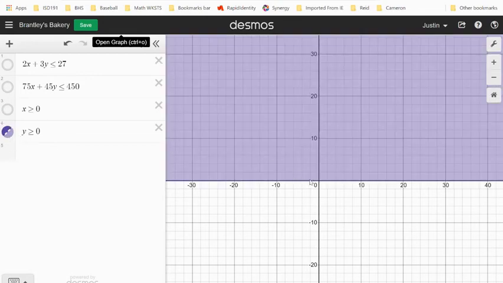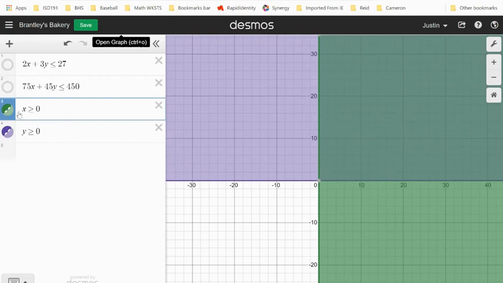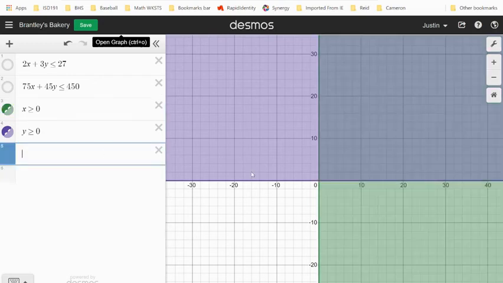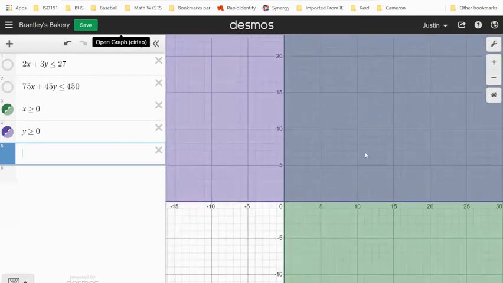We also know that Y has to be non-negative, so it could be 0 cakes, 1 cake, 2 cakes, 3 cakes, 4 cakes, 5 cakes, any ordered pair above where the Y value is 0. If I look at the solution set for just these two inequalities, they overlap in this upper right-hand quadrant, basically the first quadrant, where my X and Y values are non-negative numbers. So it's not over here in the purple area, it's not down here in the green area. My only solutions can be up here in the first quadrant of the graph.